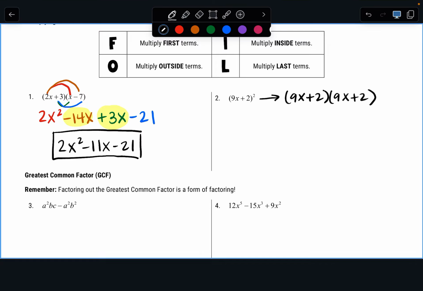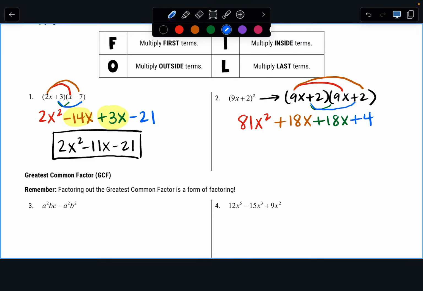So once I have it written out like this, I'm going to go in and follow the same steps. Double distribute, first times first, that's going to be 81. And x times x is always x squared. That's my first term. Outside term, 9x times 2 is going to give me 18x. And then inside term, 9x times 2, 18x. And the last, 2 times 2 is 4.